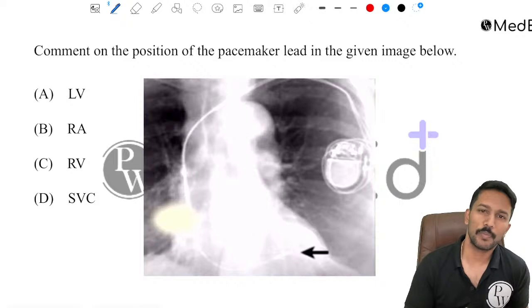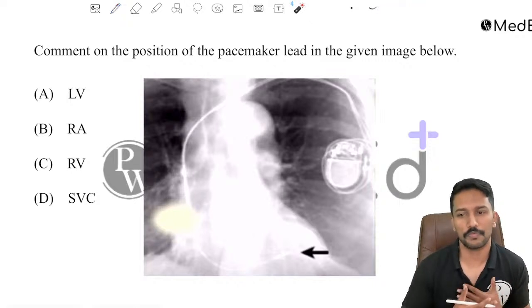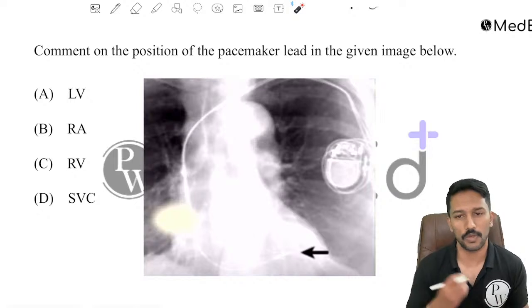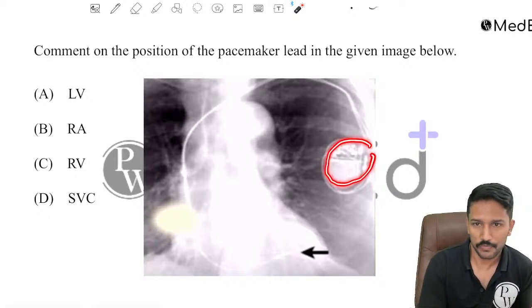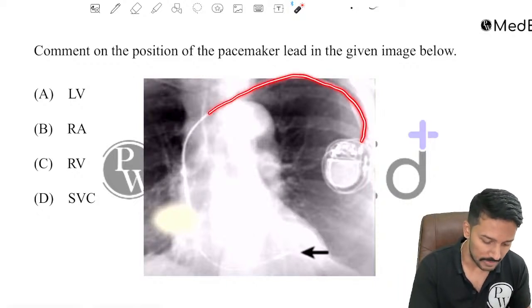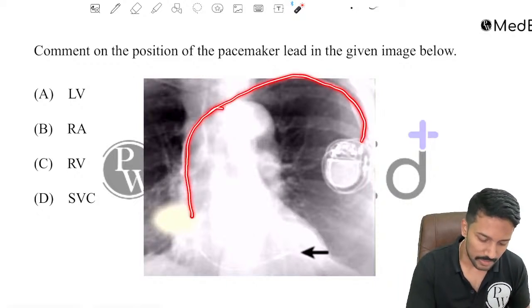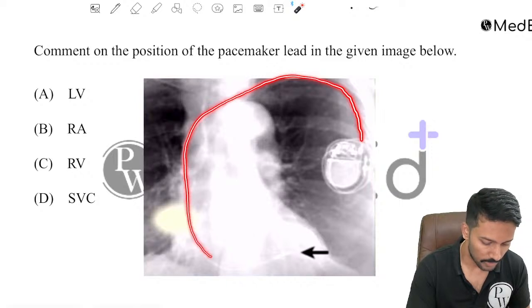Comment on the position of the pacemaker lead in the given image below. So what we see here is a patient of some cardiac dysfunction who has been inserted with a pacemaker. We can see the battery pack here, which is generally inserted in the subclavicular fossa. And we can trace the lead. Now this lead has entered into the right atrium. So probably they started with the subclavian vein, then into the superior vena cava to the right atrium, right ventricle.